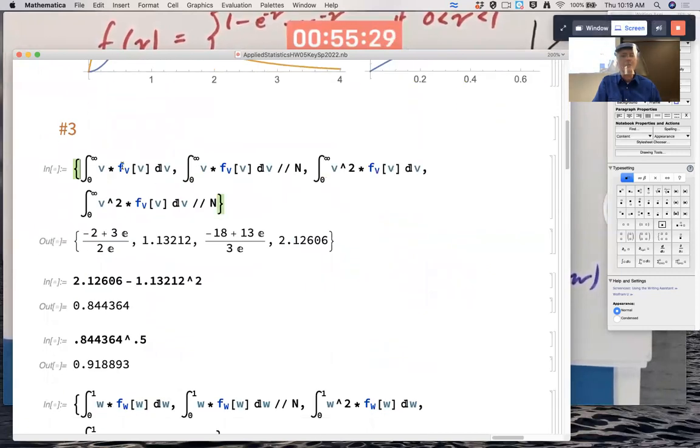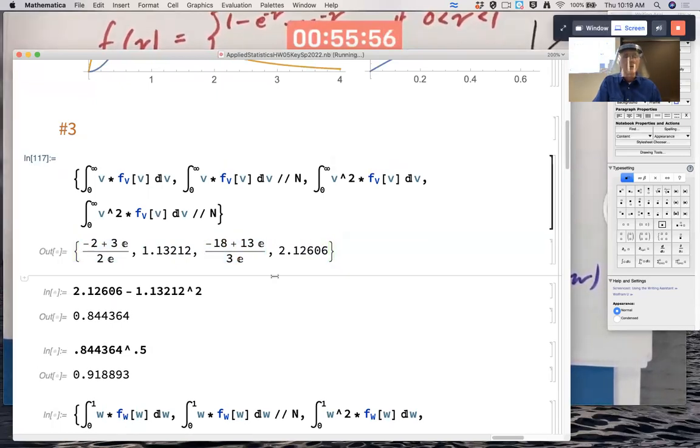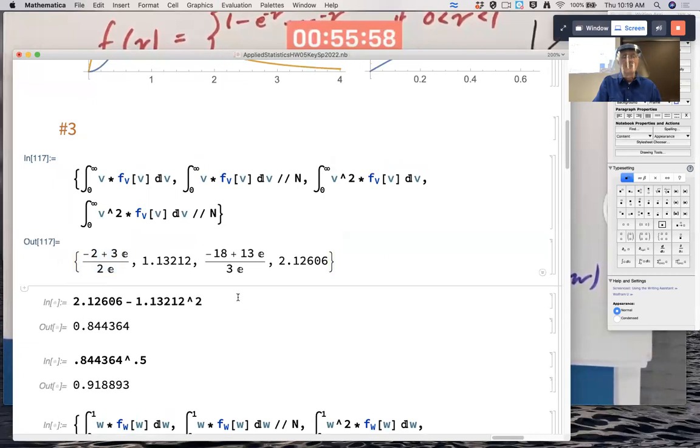These calculations compute the means and second moments of V and W, both in exact form and approximate form. So the exact first moment, the mean of V, is that, and its approximate mean is 1.13. The exact second moment, not variance, second moment of V is exactly this. Then this is computing the variance. Take its square root, this is the standard deviation.